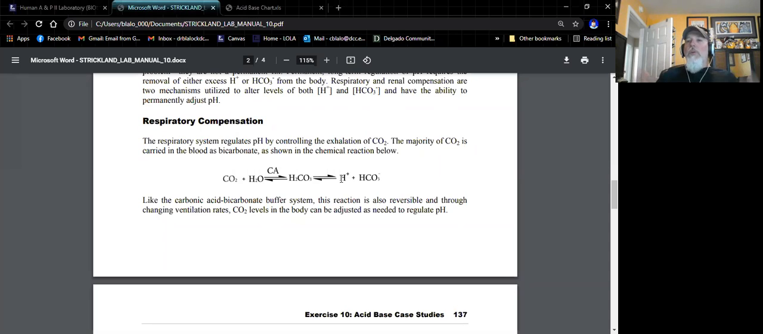But there is going to be probably more activity at the protein level, a little less at the carbonic acid, and then a little less at the phosphate level. So just because of the availability of it.